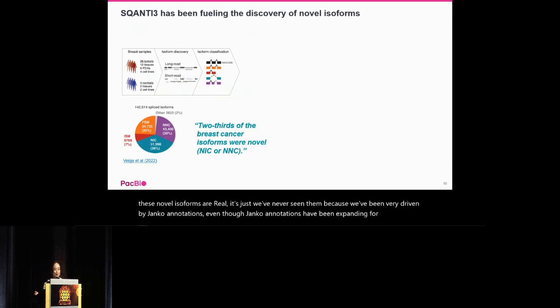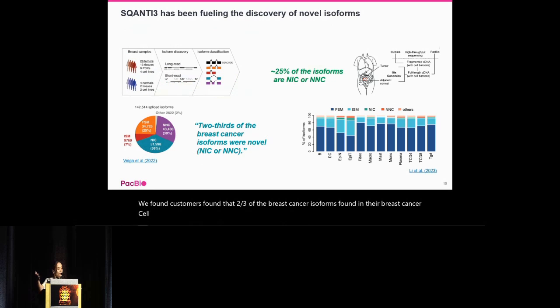Just to give you an example, as early as 2022, customers found that two-thirds of the breast cancer isoforms found in their breast cancer cell line were novel. Look, they were using SQANTI's nomenclature back then. And then in 2023, looking at 10x single cell colorectal cancer samples, they also found one-quarter of the isoforms are novel.